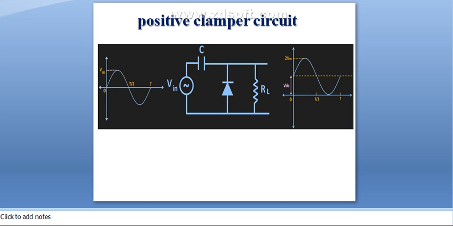Here the direction of the diode in the clamping circuit determines the clamper circuit type. The operation of a clamping circuit basically depends on the switching time constant of the capacitor. Here the capacitor charges through the diode and discharges through the load. So the capacitor is used in the clamper circuit.